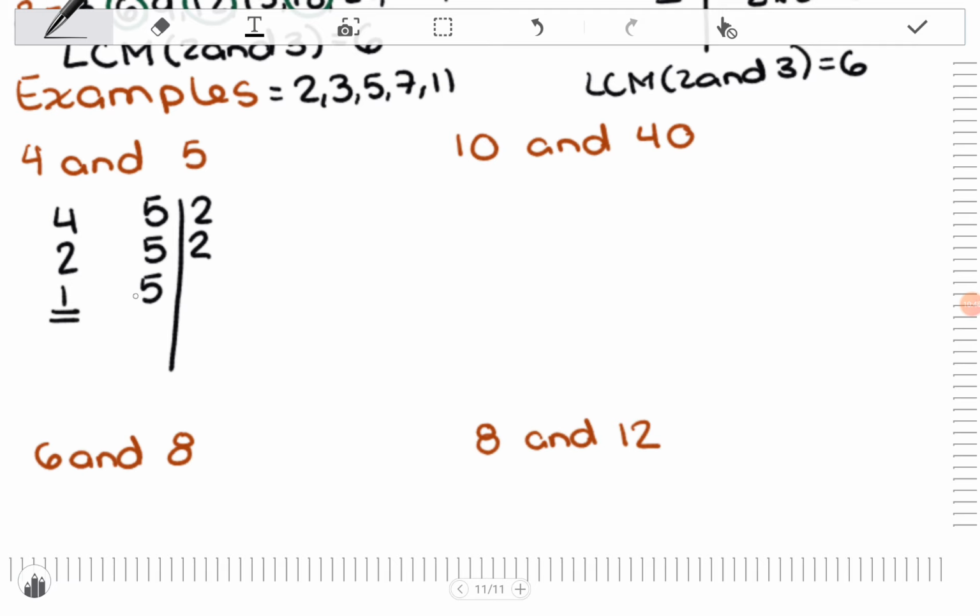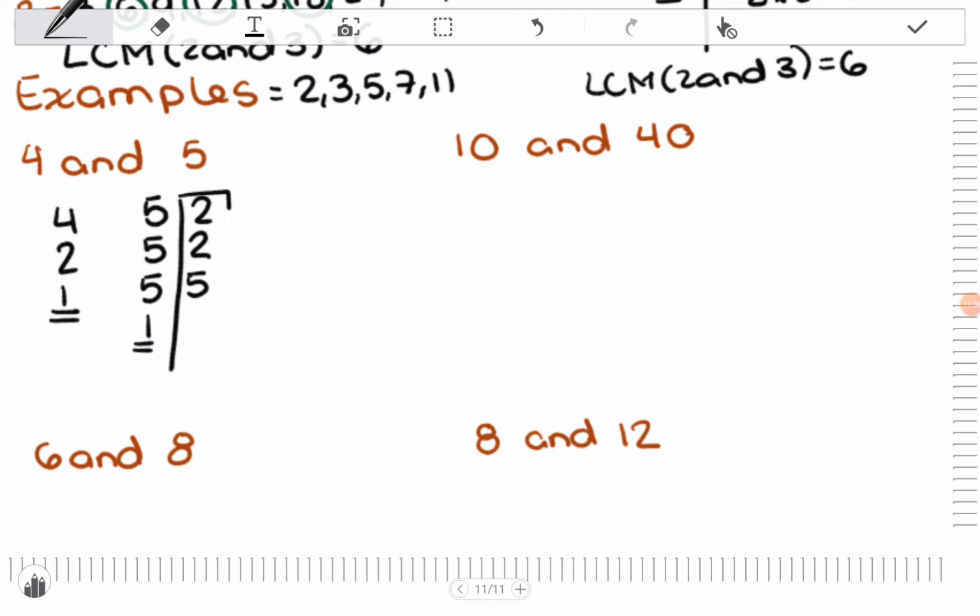Now, let's see. We have a 5. We already finished this one. Remember, we don't have to do anything else with this one. Let's keep going with the 5. Is the 5 divisible by 2? No. So we jump to the 3. Is the 5 divisible by 3? No. So we jump to the 5. Is the 5 divisible by 5? Yes, it is. And 5 divided by 5 is 1, and we finish.